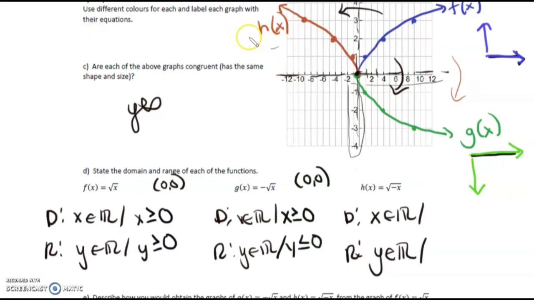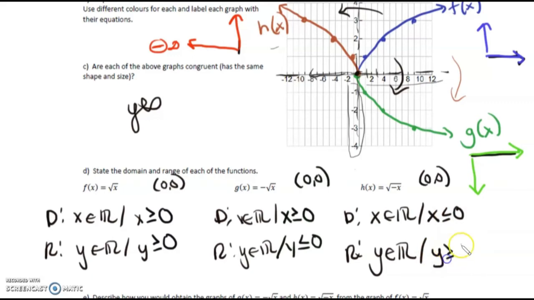And then the last one, the red one. Red is going to the left this time. The x values are going to the negative, so negative infinity. And the y values are going up still. If we start at our vertex of 0, 0, the x values are getting smaller, so x is less than or equal to 0. The y values are getting greater. Y is greater than or equal to 0.